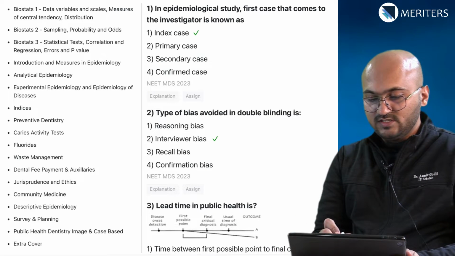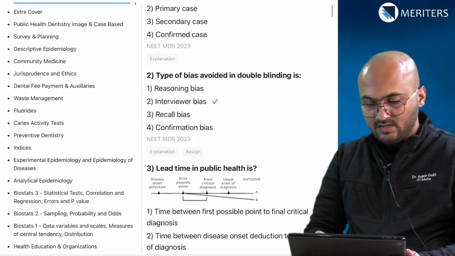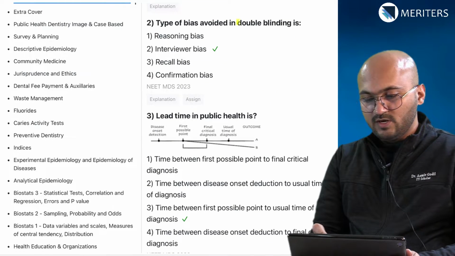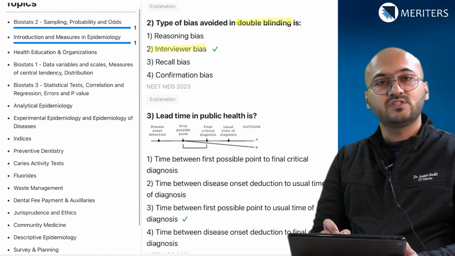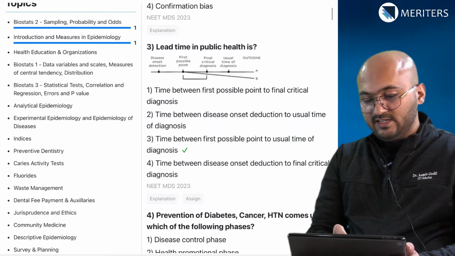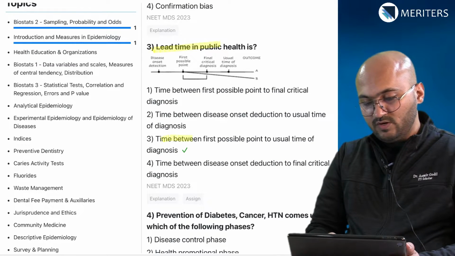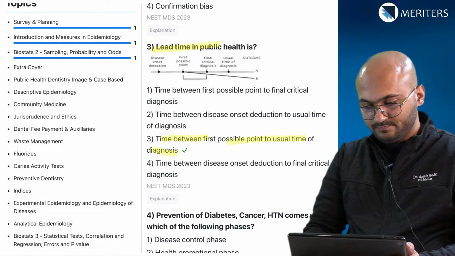In epidemiological study, the first case that comes is called the index case. Types of bias avoided in double blinding is interviewer bias. So you have to know which types of bias are associated with which type of study. Then lead time means the time between first possible point to usual time of diagnosis.